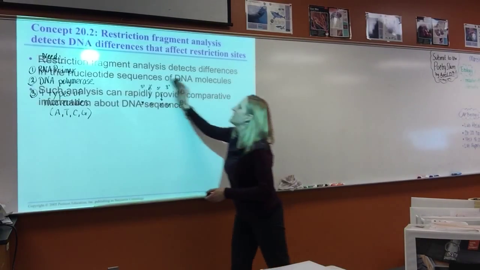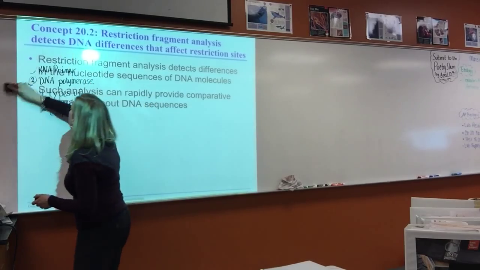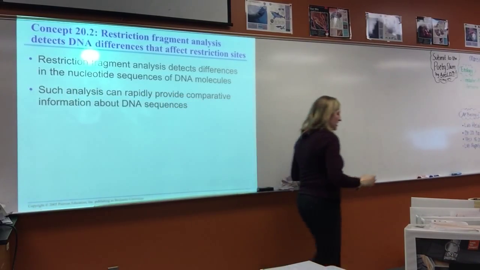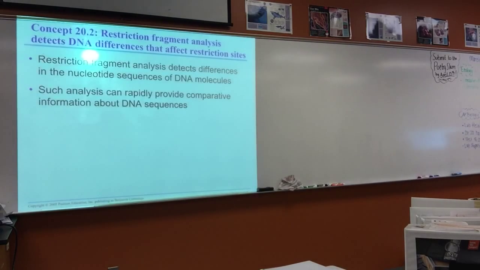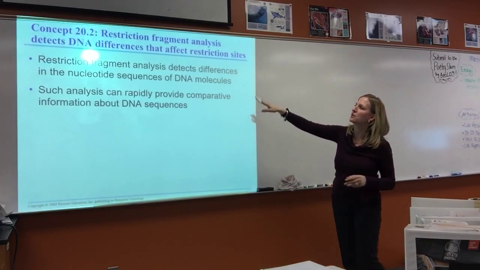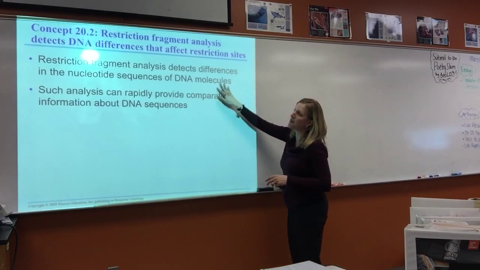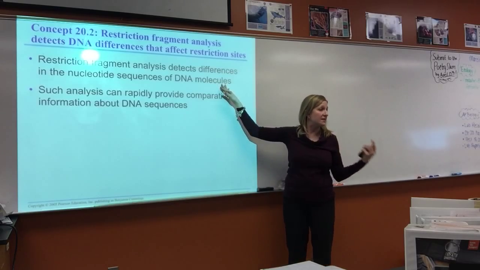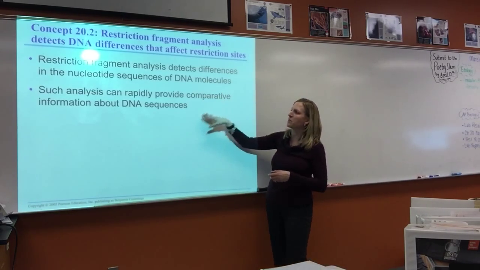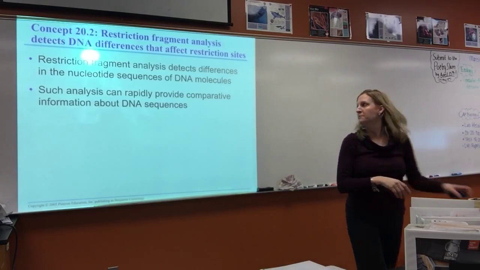All right, and then the last new thing with the process of DNA technology is restriction fragment analysis. It detects DNA differences that affect restriction sites. So I'm going to explain what this means. Restriction fragment analysis detects differences in the nucleotide sequence of DNA molecules. What makes them different is the order of the A's, T's, C's, and G's. So such analysis can rapidly provide comparative information about DNA sequences.